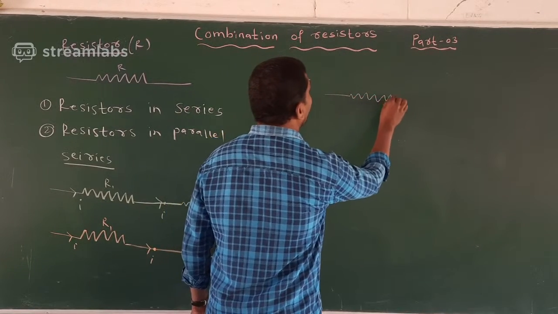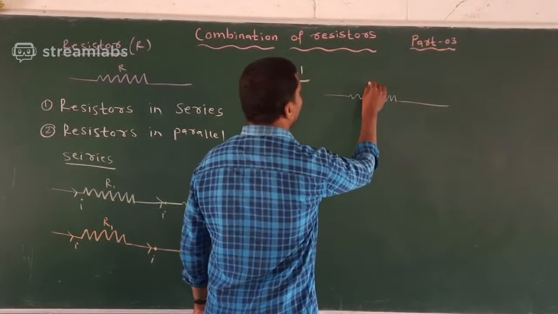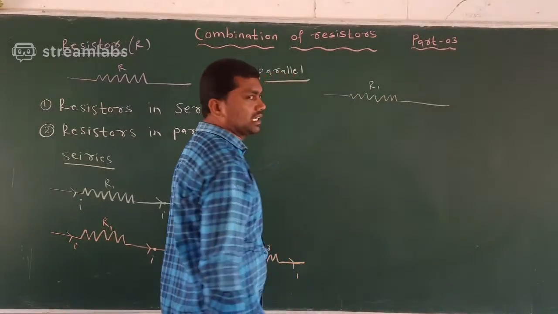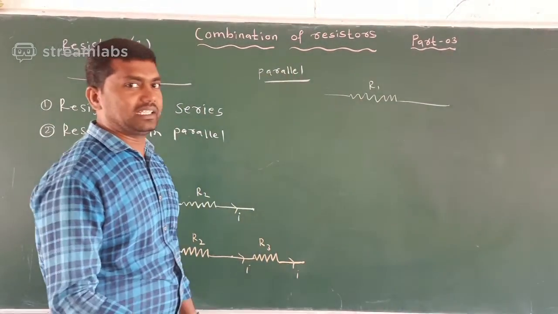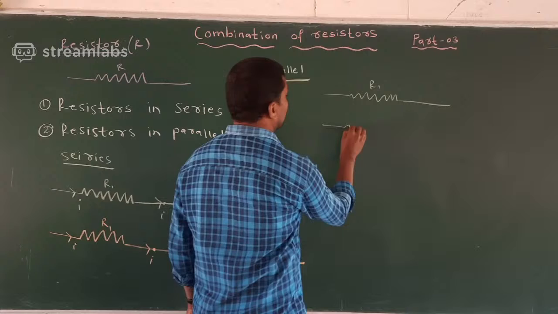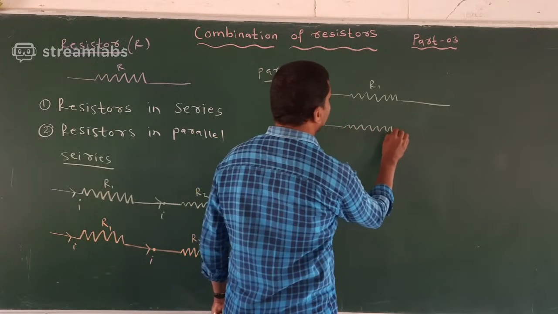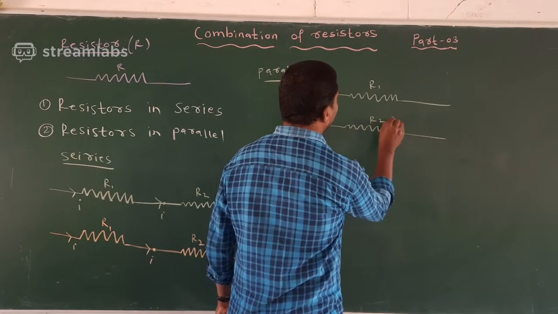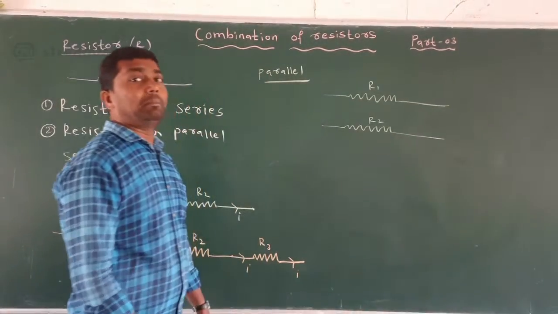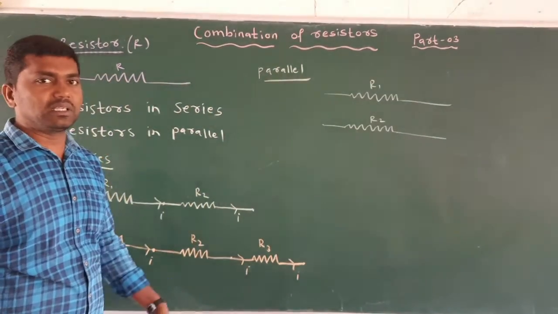So this is the first resistor, represented by R1. Then we take the second resistor, represented by R2. So we can connect them in parallel combination. It is a simple one.